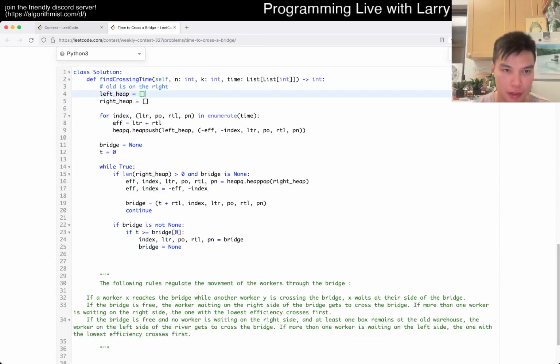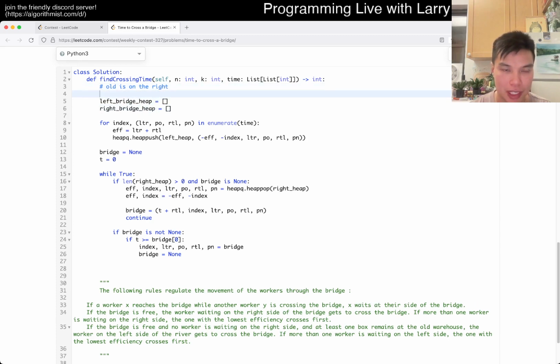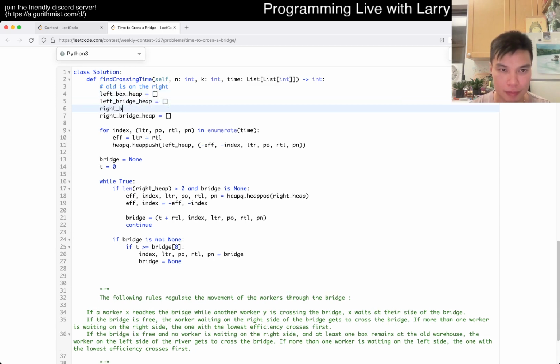Yeah, okay. So left. This is so silly. I think it's just a lot of heaps the entire way, because they're now left box heap. No, this is left bridge heap, because they're all good.